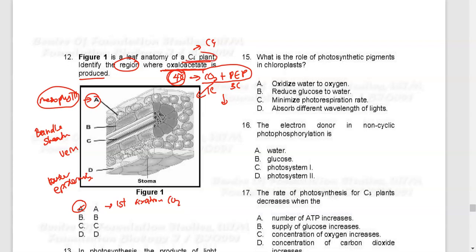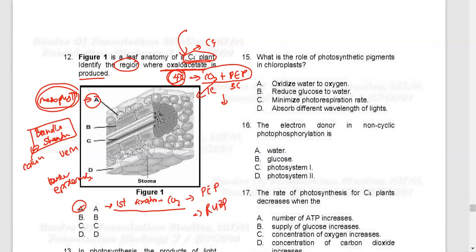Okay, so again, C4 plant will undergo carbon fixation twice. The first carbon fixation will occur in the mesophyll cell, and the second carbon fixation will occur in the bundle sheath cell. So basically, in the bundle sheath cell, the Calvin cycle will take place, which is the second carbon fixation. So you have to take note for C4 plant. It involves two different types of carbon dioxide receptor, which is PEP during the first carbon fixation, and RuBP during the second carbon fixation, which is during the Calvin cycle.